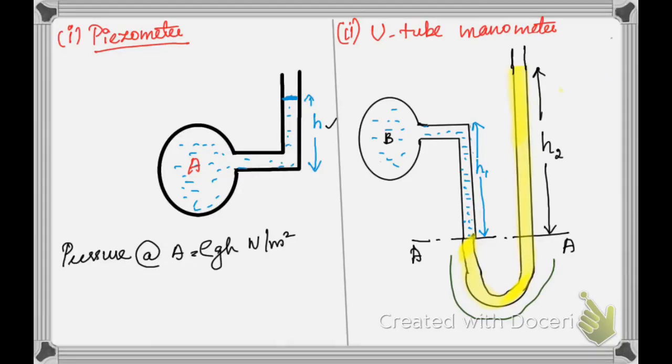This tube generally contains mercury or any other liquid whose specific gravity is greater than the specific gravity of the liquid whose pressure is to be measured. The liquid whose pressure is to be measured is known as the metered fluid.